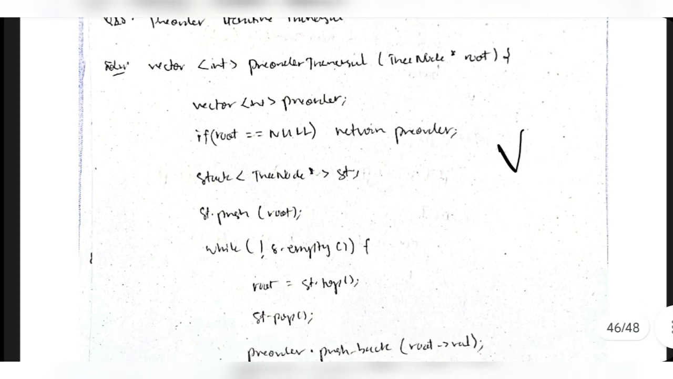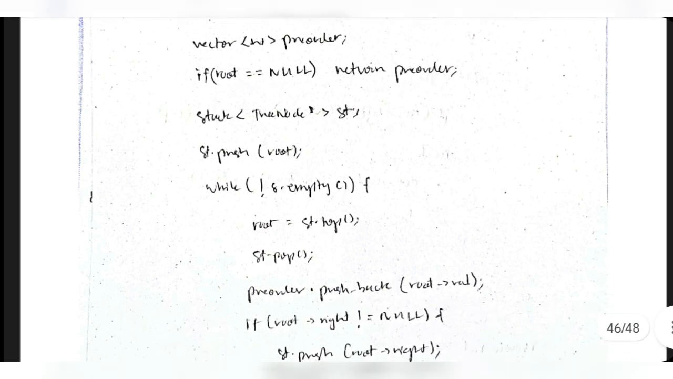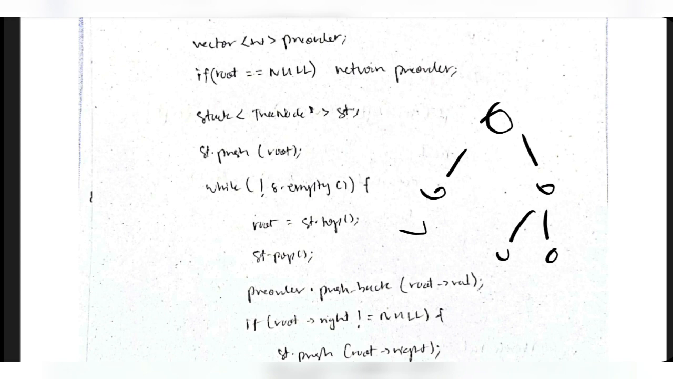So what is the order? NLR, right? That's what we are doing here. We are checking if the root is null. If it's null, we will return the same array here. Else we'll use a stack here, and stack dot push root. In the stack, whenever you encounter a new node, that node has to be checked for whether it has a right child or left child, so that node will be stored in the stack. Okay, so when this traversal is over, we'll be popping it.